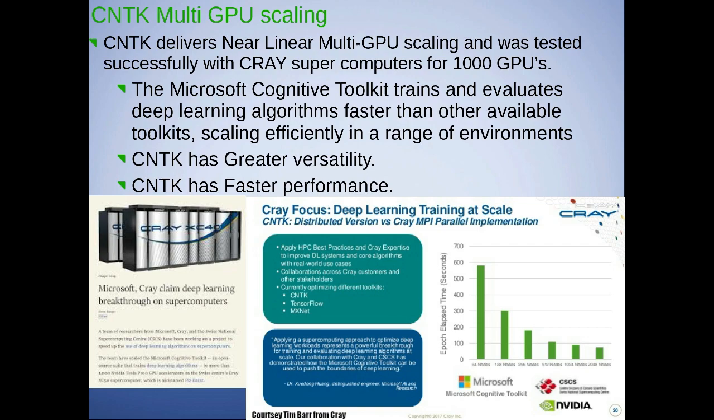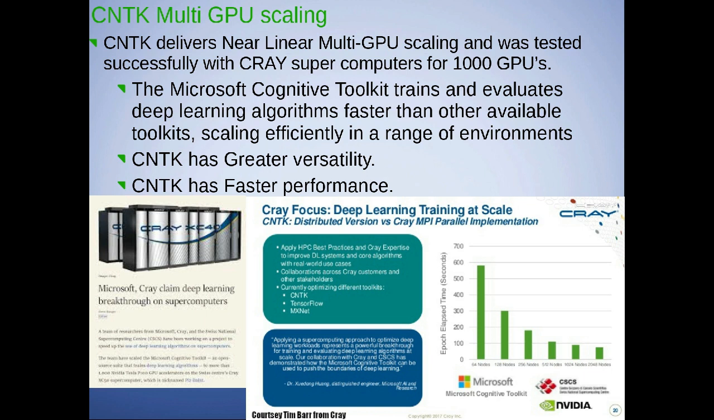Let us now understand how powerful CNTK Multi GPU Scaling is. CNTK delivers near-linear multi-GPU scaling, and was tested successfully with Cray supercomputers for 1000 GPUs. The Microsoft Cognitive Toolkit trains and evaluates deep learning algorithms faster than other available toolkits, scaling efficiently in a range of environments, from a CPU to GPUs to multiple machines, while maintaining accuracy.